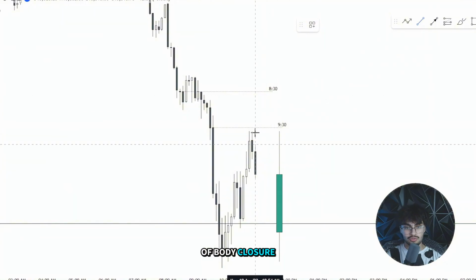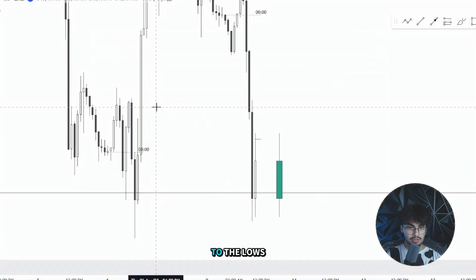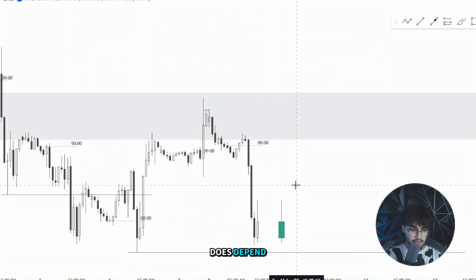So if we get a candle body closure above here, I will look to target internal range liquidity. We have an SMT at the lows here. No SMT, we probably should just continue lower, but it really does depend.